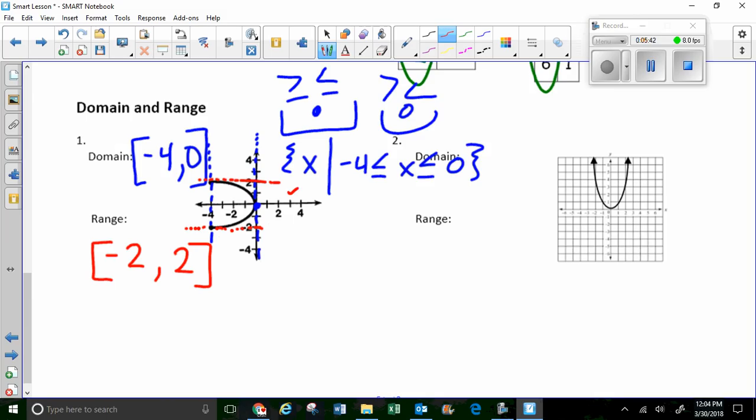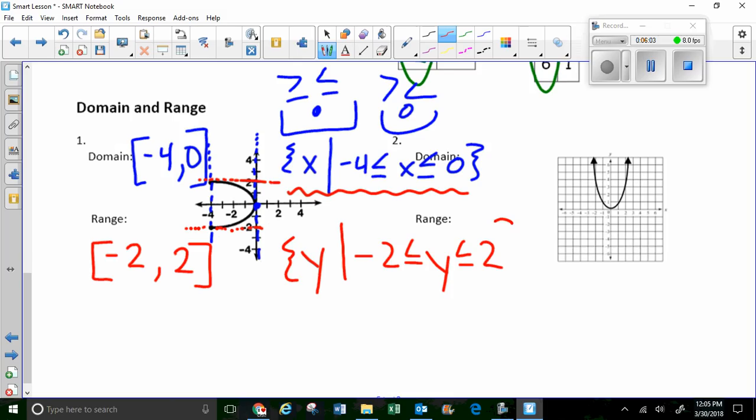So let's follow how we did the set notation for our domain and mirror what we did. So we start with a brace, then y such that. Now this time y is between -2 and 2. So put y in the middle. Y is greater than or equal to -2, but less than or equal to 2. So there you go. There's your set and interval notation.